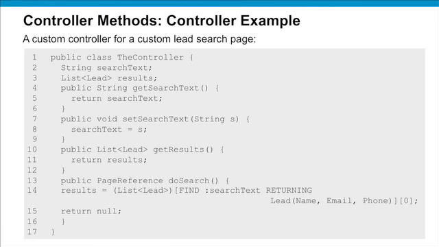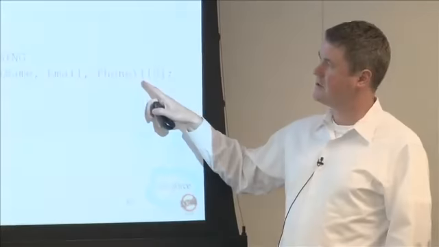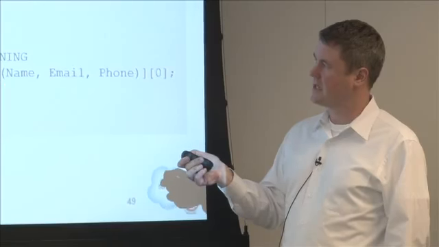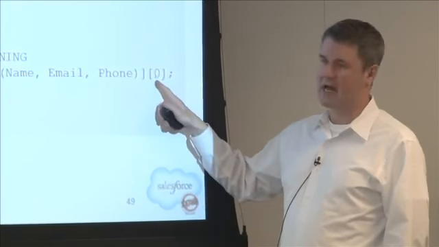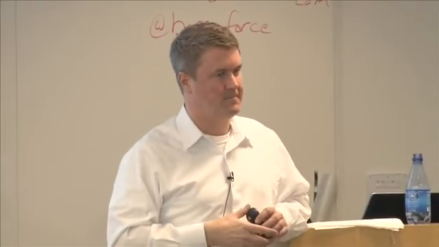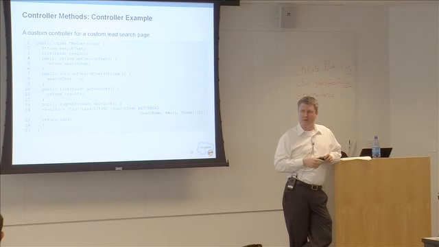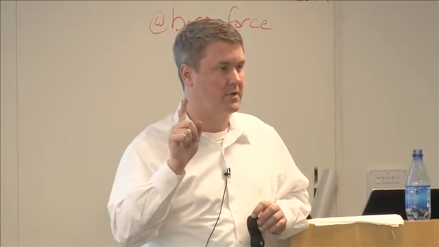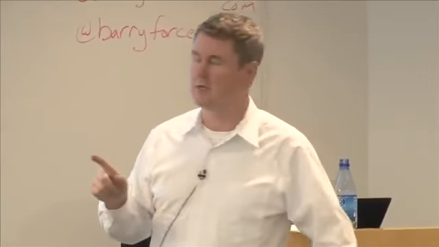This is returning leads. Now, you'll notice down here, we have two sets of square brackets. We have the square brackets containing our SOSL search, and I have a square bracket 0 square bracket down here. What is that referring to? What's the return type of a SOSL search? A list? A list of lists of sObjects. Okay, a list of lists of sObjects.